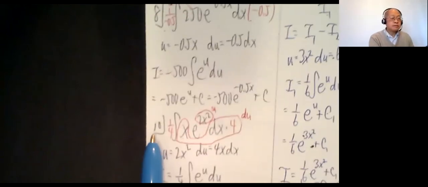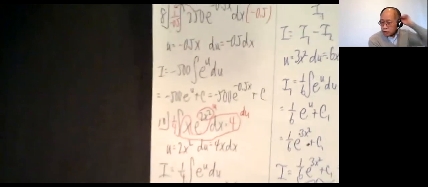Okay, 10. The original was x e to the 2x squared dx. Do you see a function and its derivative, sort of, right? I see 2x squared. What's the derivative of 2x squared? 4x. I don't have the 4, I have the x, but you know what to do. Put in a 4 and outside put a 1/4.